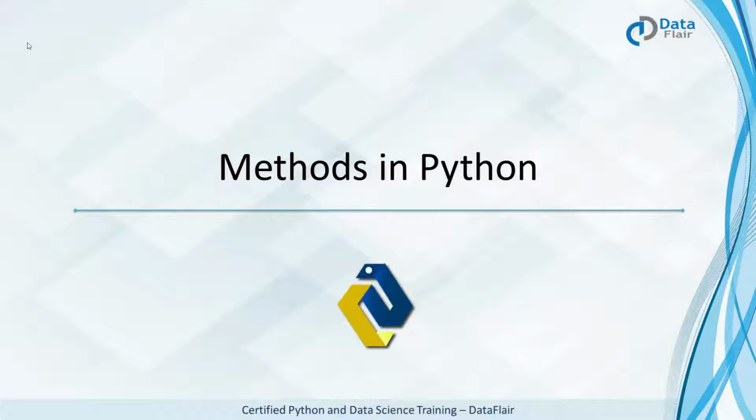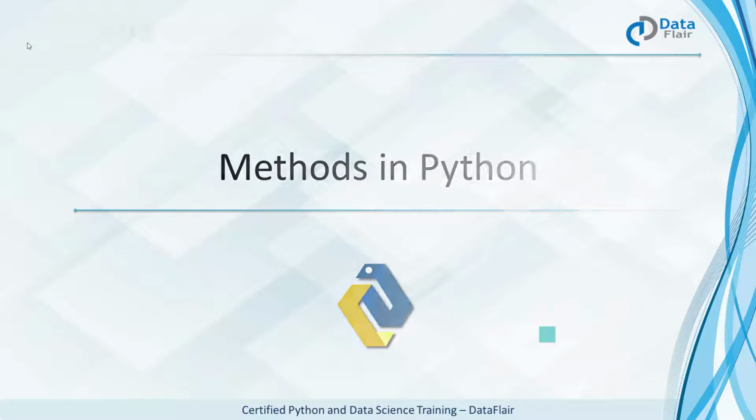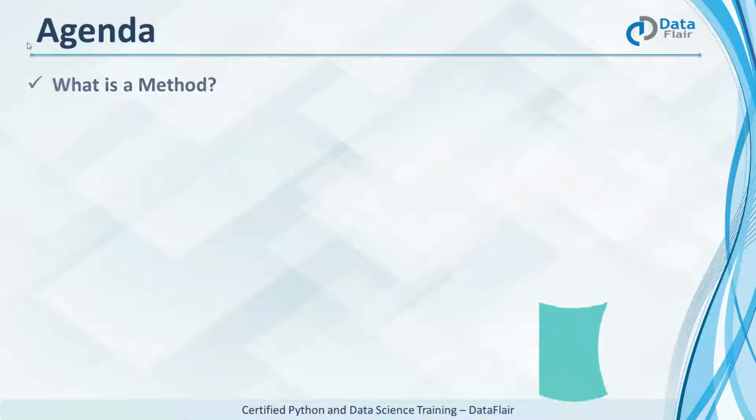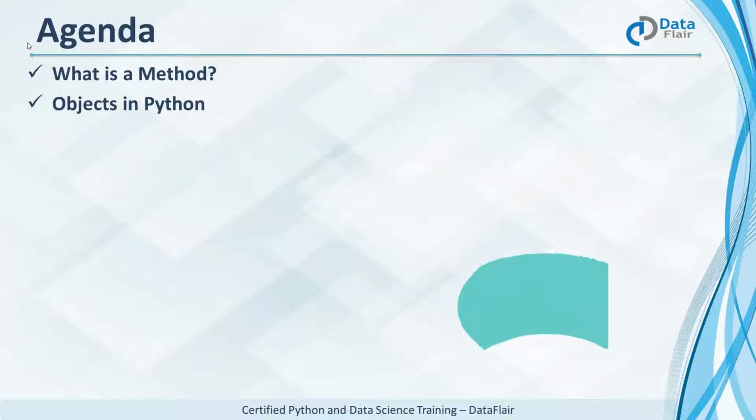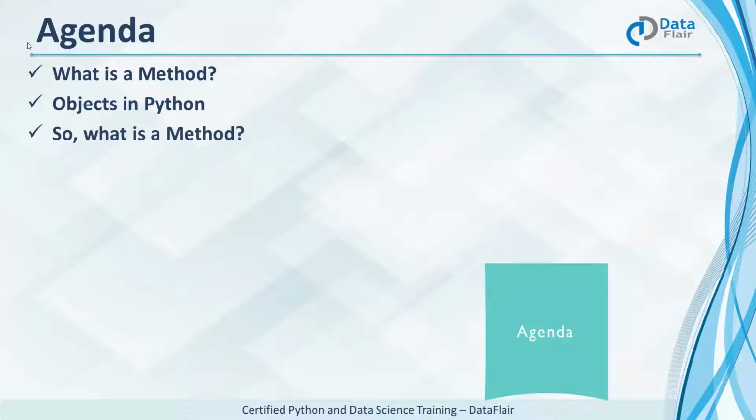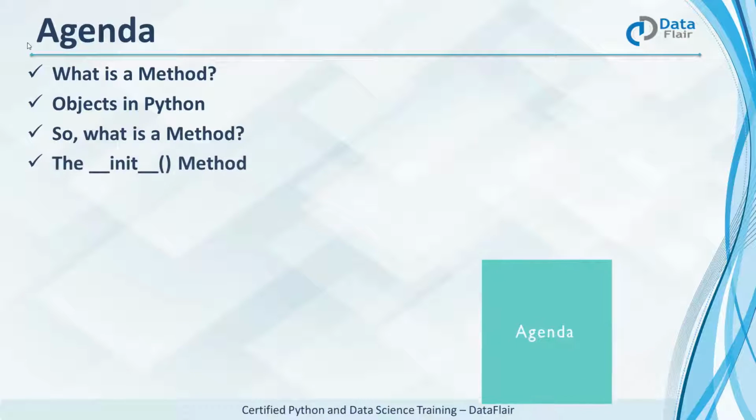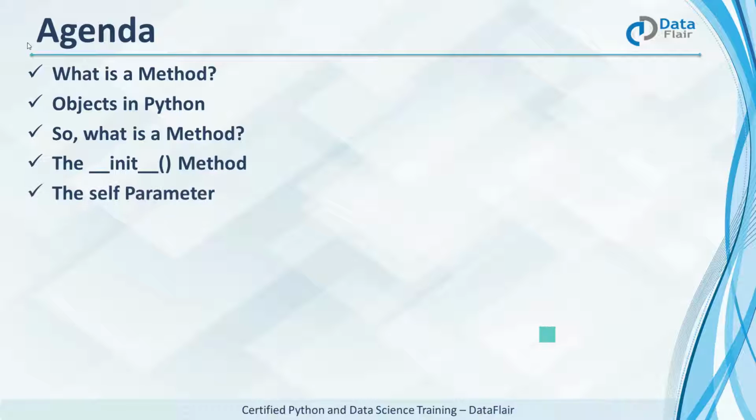Methods in Python. What's a method? What are objects? So what is a method? We'll talk about the init method, the self parameter, and magic methods.